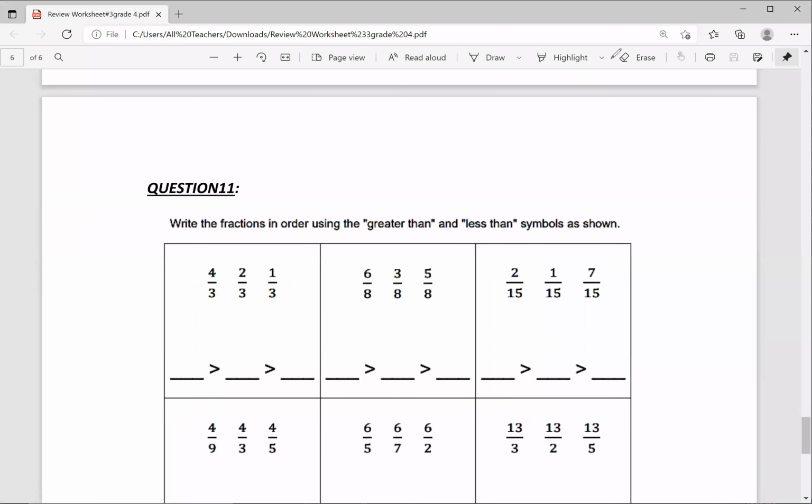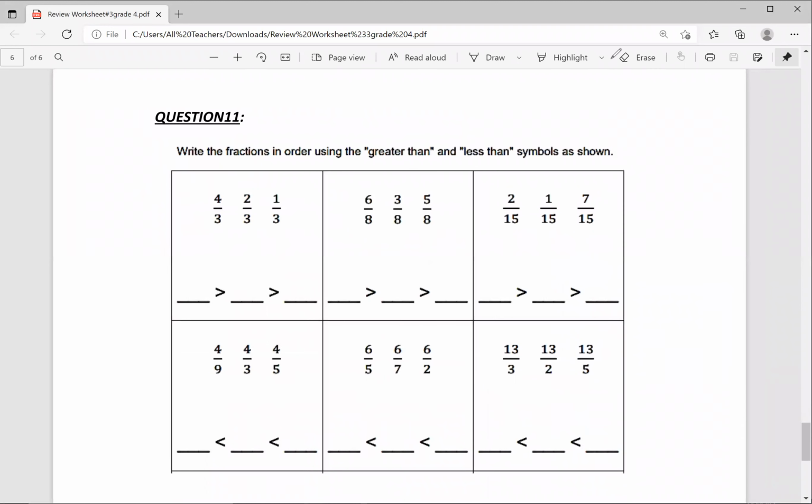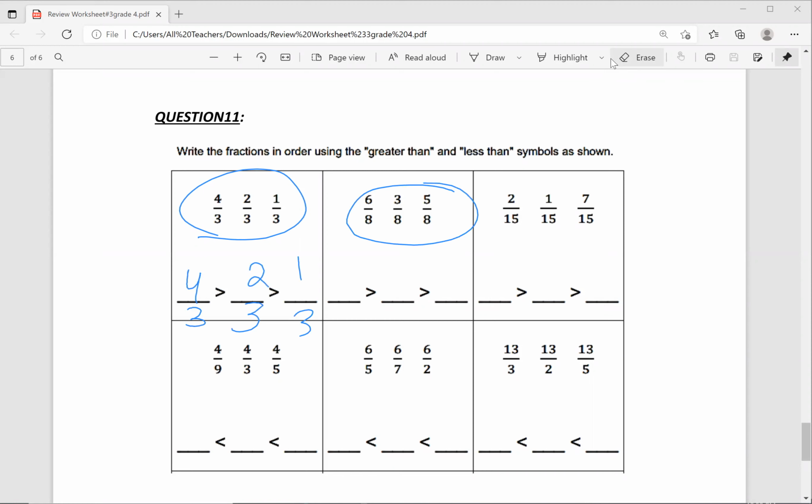Now we go for the last question. Also, it's ordering, so it's about comparing fractions. Now, which one is the biggest? Of course, 4 over 3 is the biggest, then 2 over 3, then 1 over 3. Now here, which one is greater? 6 over 8 is greater than 5 over 8, which is greater than 3 over 8. Also, 7 over 15 is greater than 2 over 15. It's greater than 1 over 15.